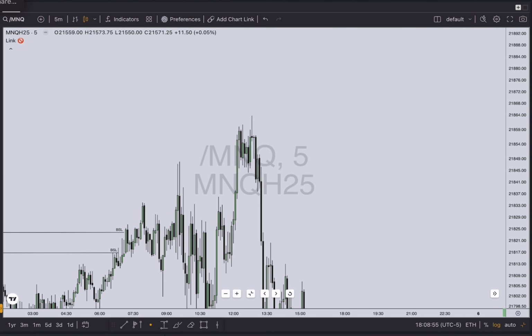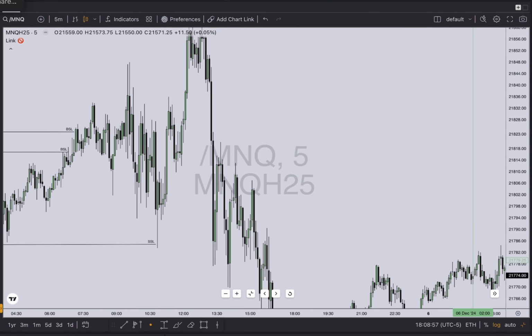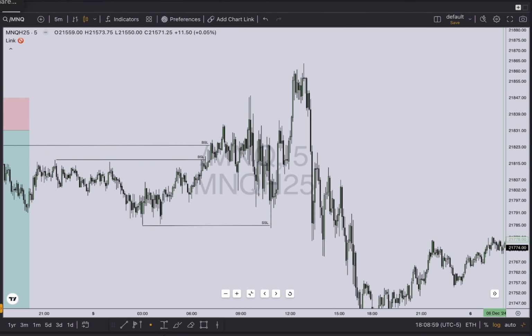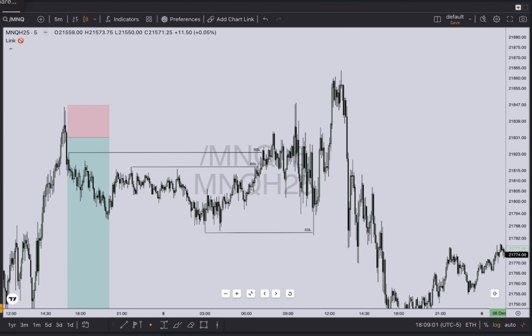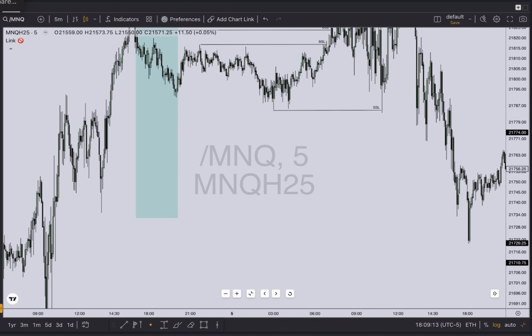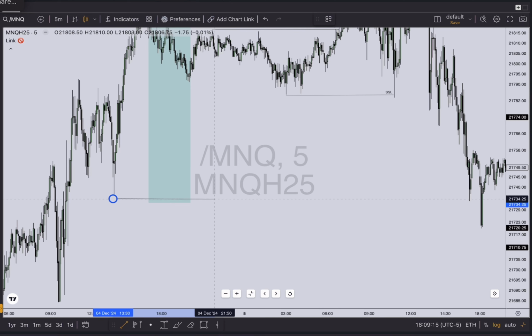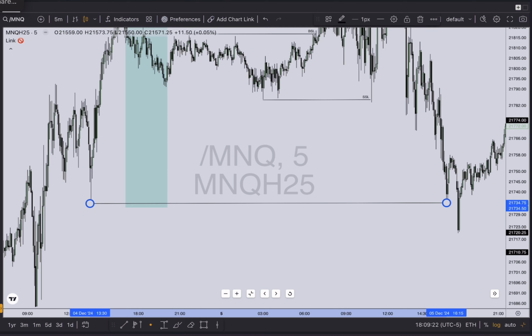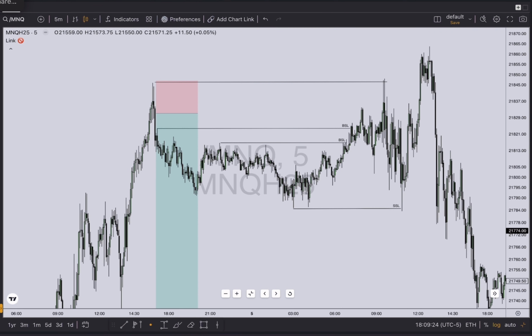The second form, by the way, if you see this high, we said liquidity rests above highs and lows, like swing highs and lows. That is true. For example, this is a swing high. It was swept. This is a swing low right here. It was swept. So even swing lows and swing highs, liquidity rests above and below them.